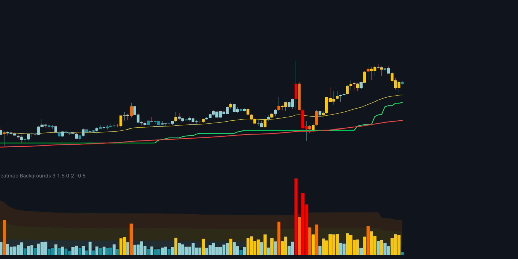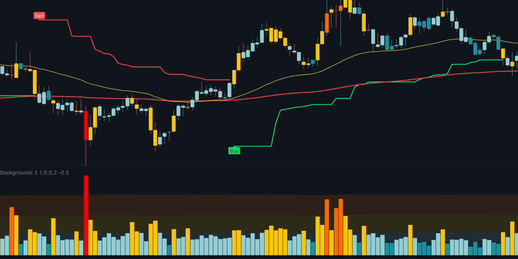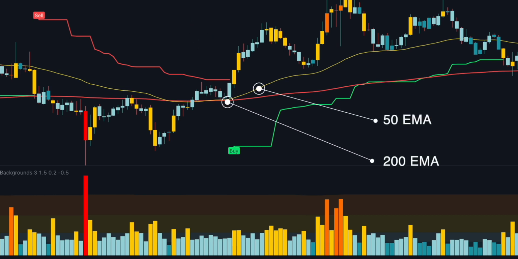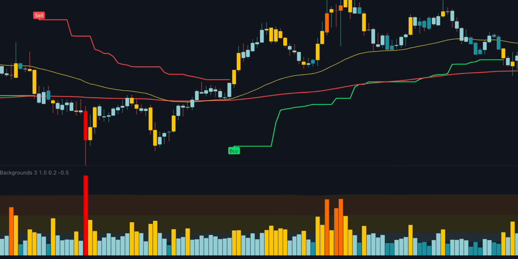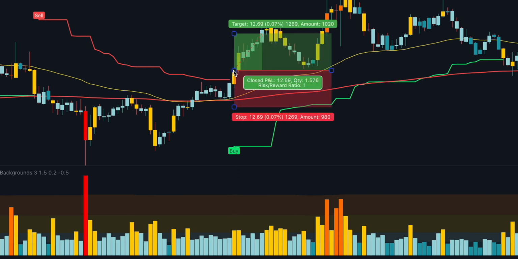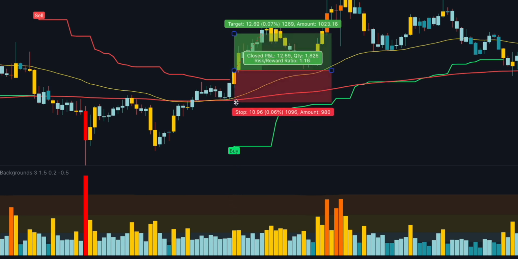Based on the information we have learned so far, let's now understand the exact rules for taking long and short trades. So for a buy signal, make sure the following is met. First, the price is closed higher than the moving averages. Second, the 50 EMA is above the 200 EMA. Third, the Pivot Point Supertrend gives a new buy signal. Fourth, at the time the signal is issued, the volume bar should be colored orange or yellow. If the conditions are met, place a buy order at the close of the trigger candlestick.